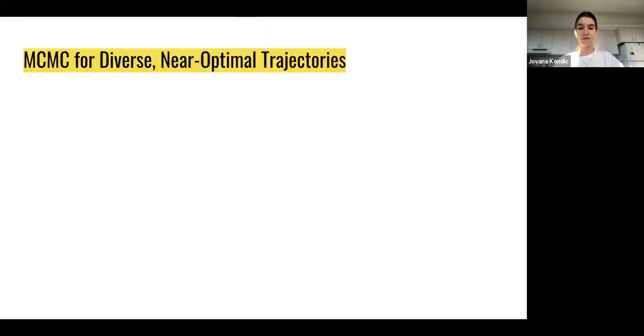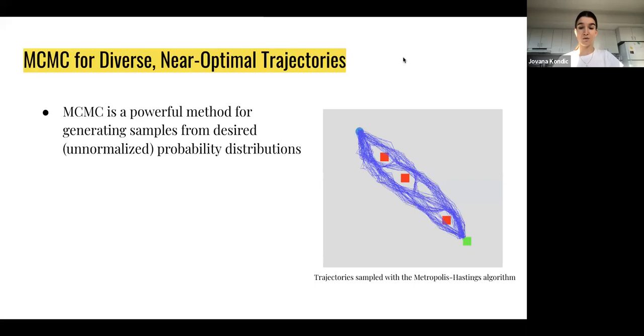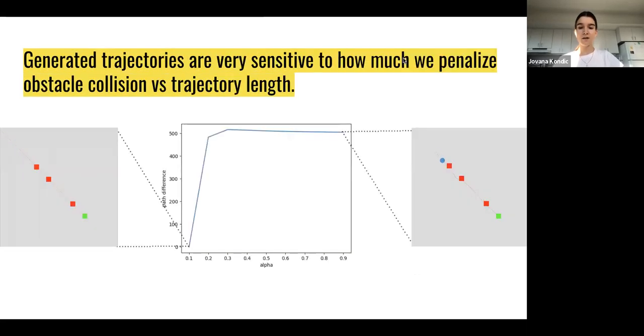We learned that Markov chain Monte Carlo is quite a powerful method for generating samples from desired distributions. Indeed, even for the simplest of the algorithms that uses no derivative information, we were able to obtain a surprising amount of viable trajectories. We experienced how defining the cost function for the problem can be difficult, and for just a small change in how we penalize obstacle collision compared to the length of trajectory, we observed trajectories going straight through the obstacles and away from the goal.